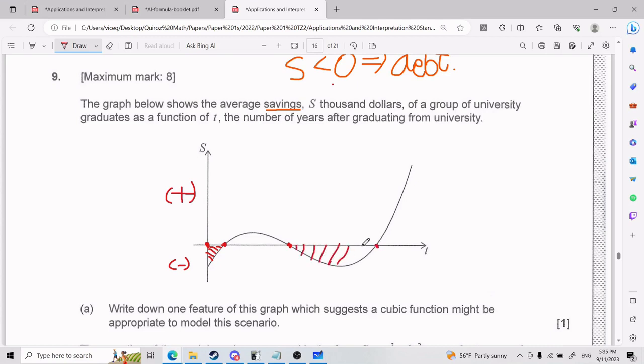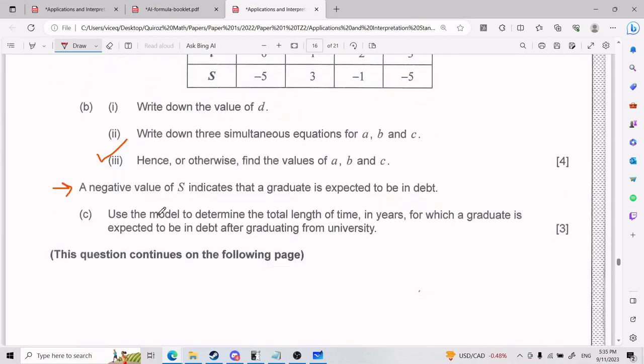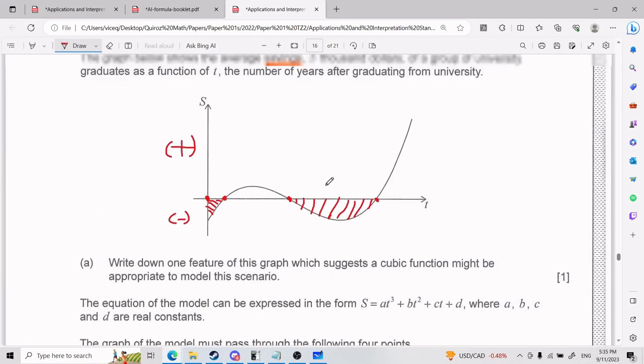And so part C is asking for the total length of time for which a graduate is expected to be in debt. So basically, I need to find the time from here to here and add it up, and then the time from here to here and add it up. And then they're not in debt anymore and they can live a happy life. Not very realistic in terms of debt, but whatever, it's fine. So we want to find these two values for t and these two values for t, and we can go ahead and just add everything.